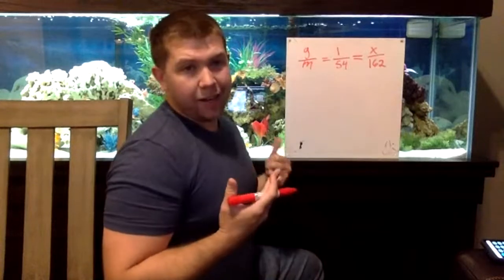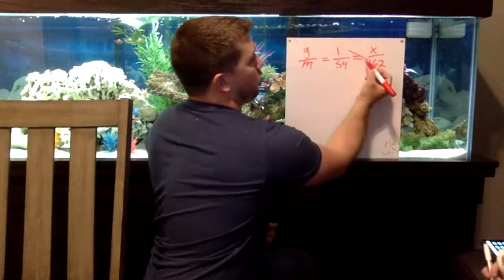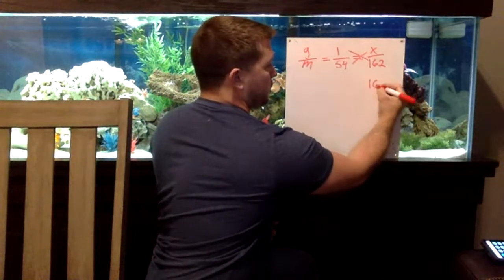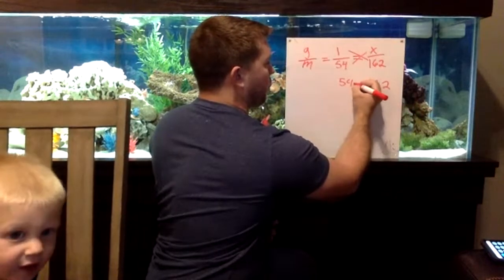Now, I can use math to solve this. I can use cross multiplication. So I'm going to cross multiply. 162 times 1 is 162, so that was easy. And I'm comparing that to 54x.